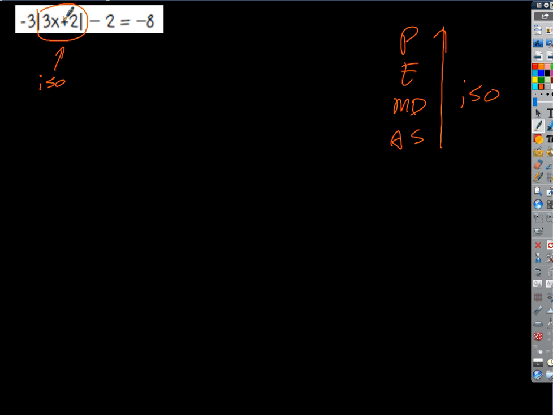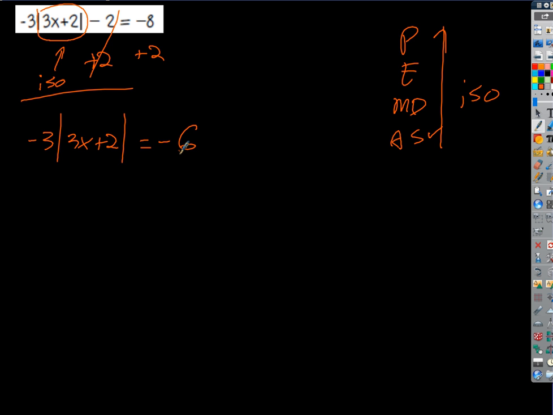First thing I have to do is what? Subtract 2? Subtract 3. Add 2, right? My first step is addition or subtraction. What do I have to add or subtract to both sides to get this orange bubble by itself? Got to add 2, right? So if I add 2, those cancel, right? And I end up getting -3 times the absolute value of 3x plus 2 equals what, -6?